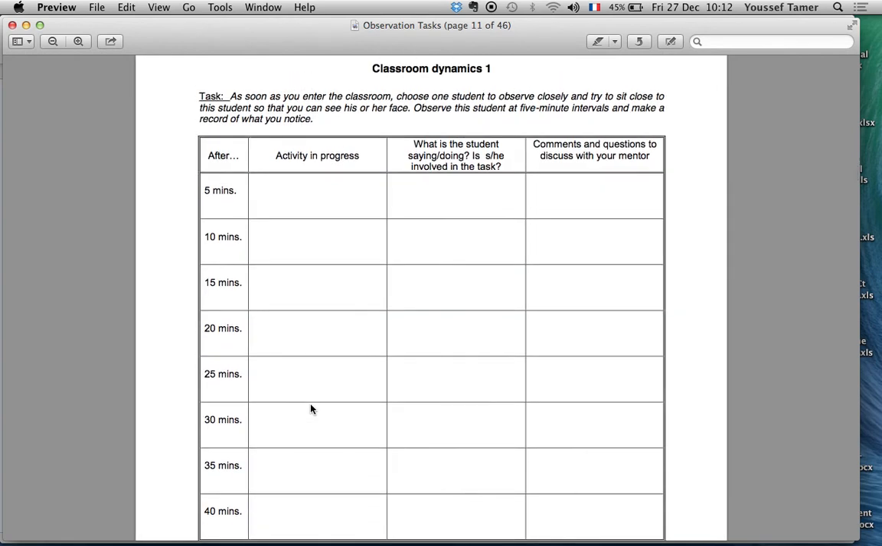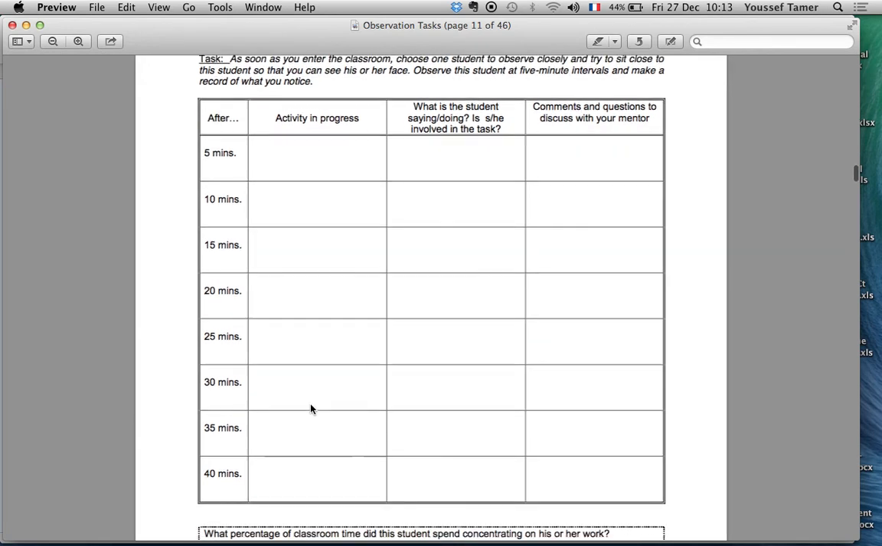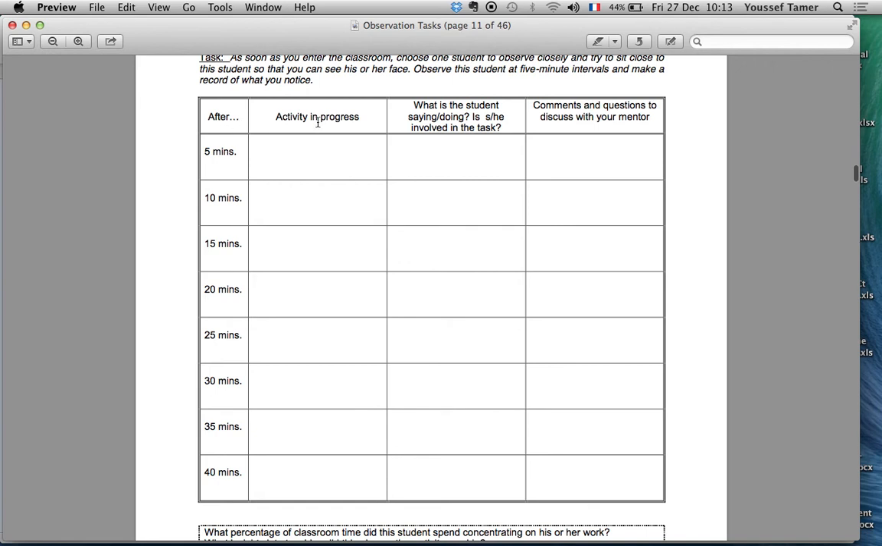Classroom dynamics is another area where you can focus. As soon as you enter the classroom, choose one student to observe closely and try to sit close to this student so that you can see his or her face. Observe this student at 5 minute intervals and make a record of what you notice. Okay, so 5 minutes, and then after that, activity in progress.